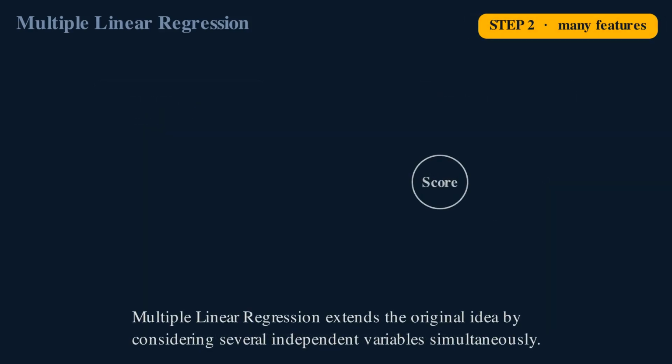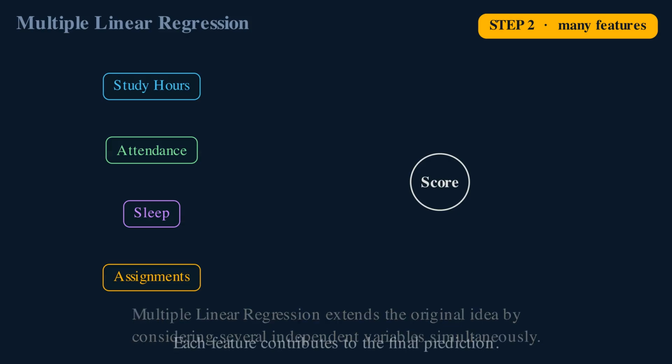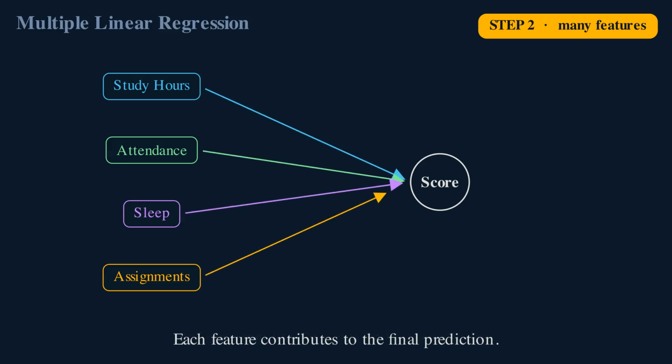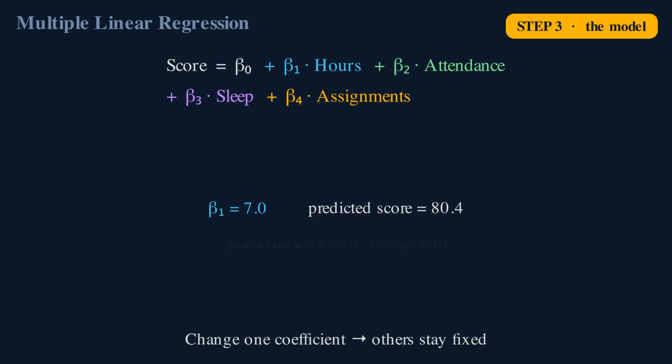Multiple linear regression extends the original idea by considering several independent variables simultaneously. Each feature contributes to the final prediction. Each coefficient measures the influence of one feature while keeping the others constant. Watch what happens when a single coefficient changes while everything else stays fixed.